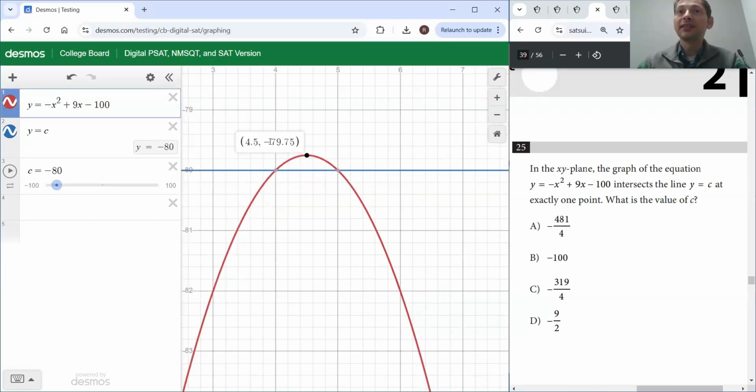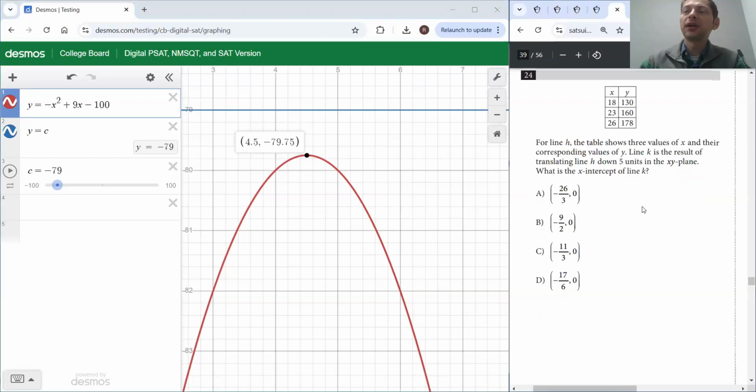And that vertex is negative 79.75, right? Negative 80 is 2 points. Negative 79 is going to be no points. But 1 point right here at the vertex, negative 79.75, and that's going to be negative 319 over 4. So you can very easily get to the answer just by visually seeing it through Desmos.